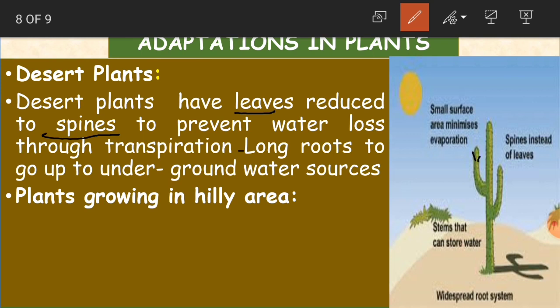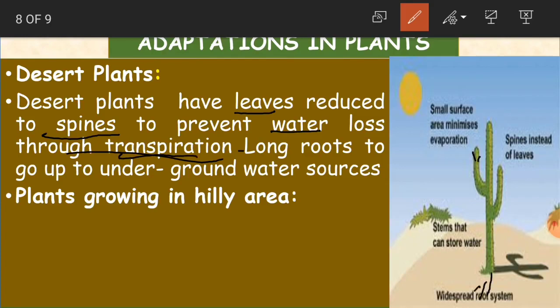Even a desert plant is also a terrestrial plant, but the plants we have on plains and in hilly regions, such types of leaves are not found in these plants. Their leaves are reduced to spines to prevent water loss through transpiration. As I explained before, what is water loss? Sending away the excess water in the form of water vapor, and this is called transpiration. Okay, this process is called transpiration. Clear children? Yes.